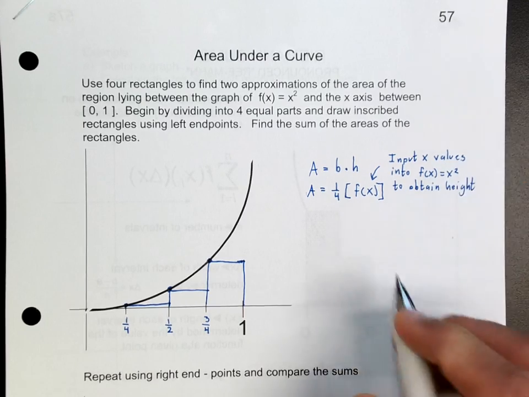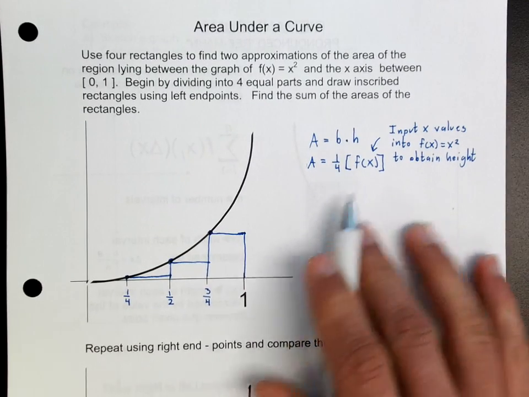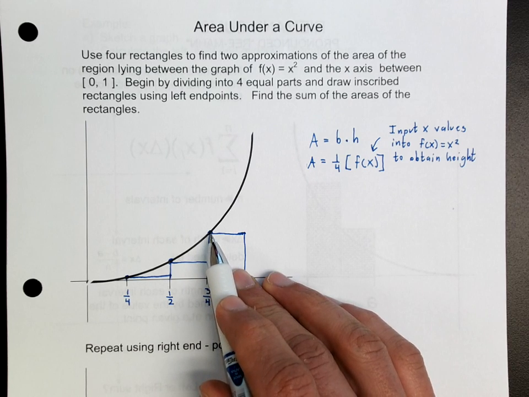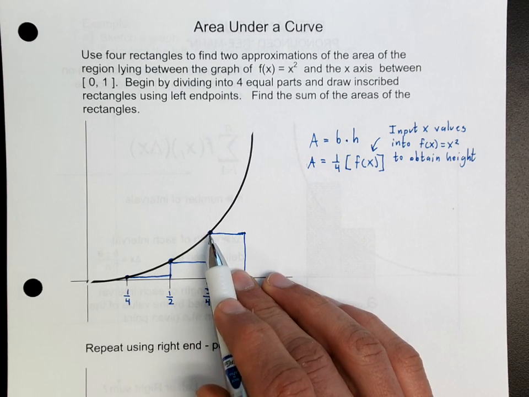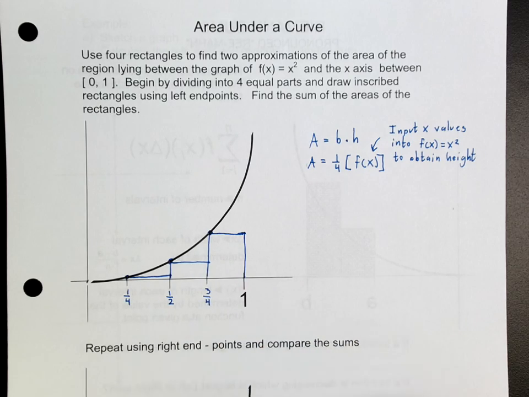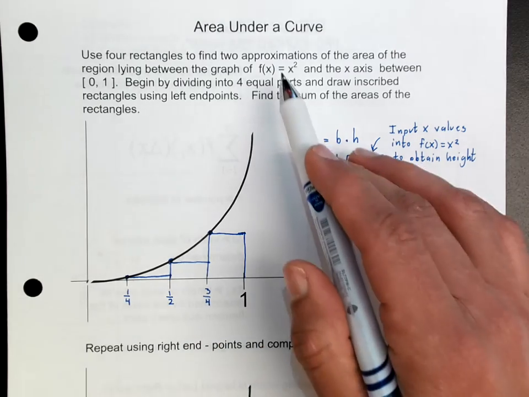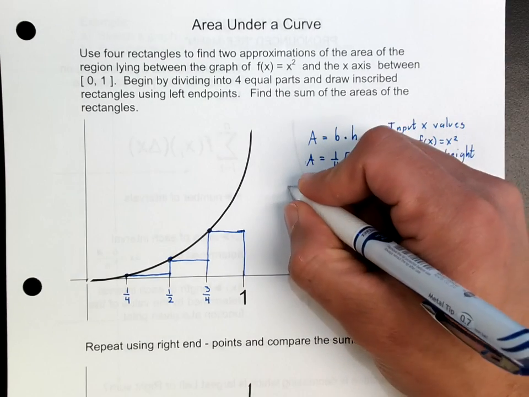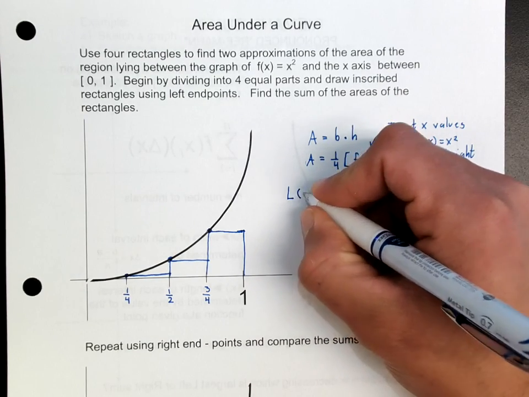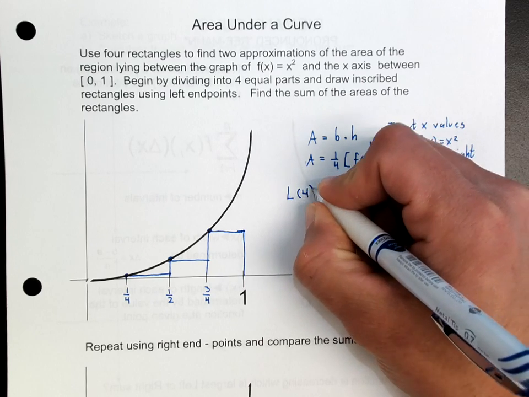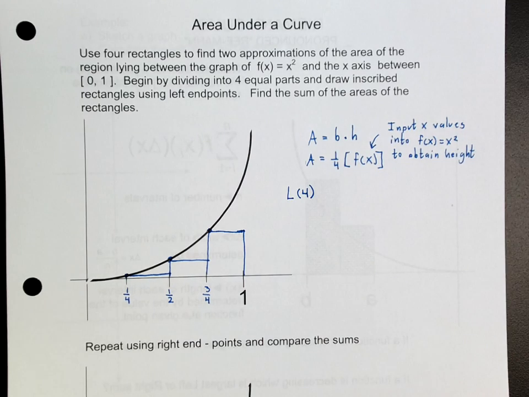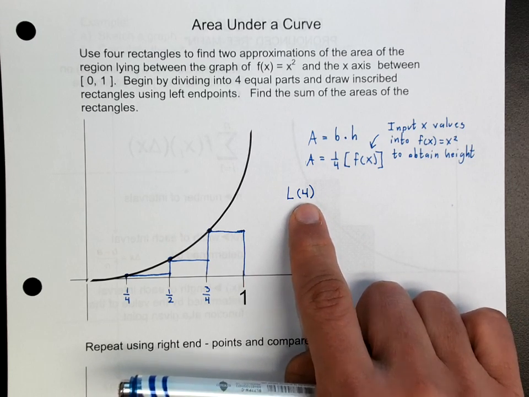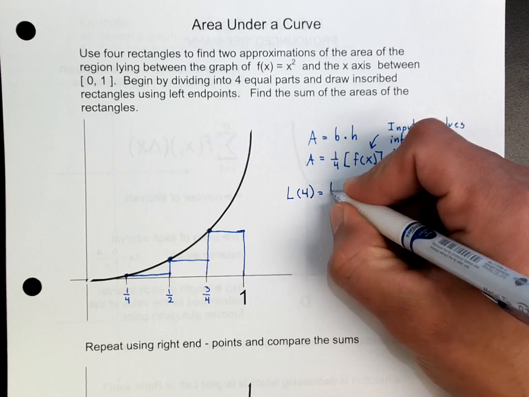Alright, so one more time, to figure out the height of this rectangle, all you have to do is find the y-coordinate of that point. And the y-coordinate of that point can be found by plugging in each x value into the function, which in this case is x squared. So, okay, let's go ahead and find this. We're going to use this notation, which means this is the left endpoint, and we're going to have 4 equal parts, so that's why we put that 4 there. And then we're going to find the area of each one.